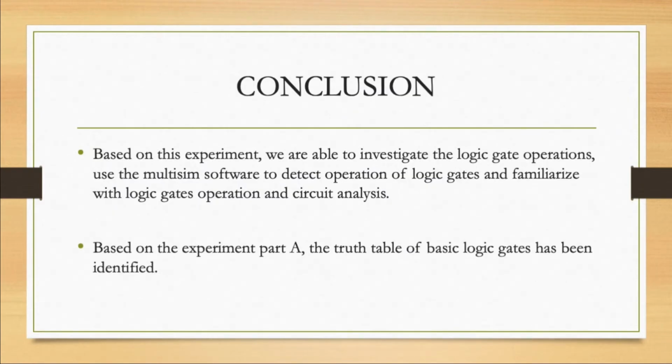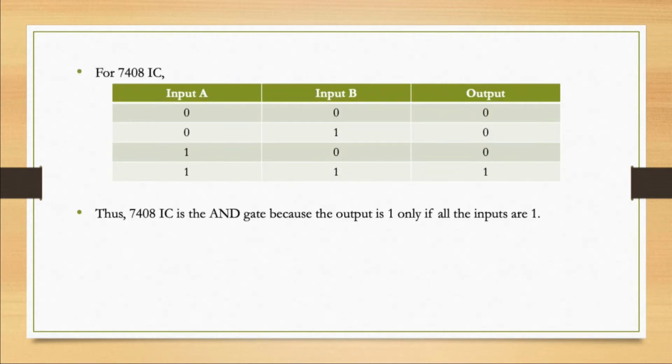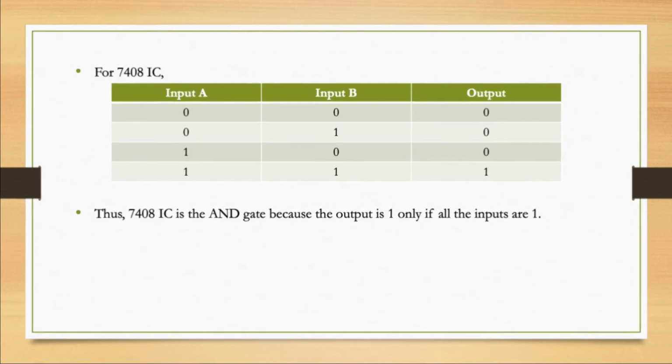Based on this experiment, we are able to investigate the logic gate operation, use the Multisim software to detect operation of logic gates, and familiarize with logic gates operation and circuit analysis. Based on the experiment part A, the truth table of basic logic gate has been identified. Based on the truth table, 7408 IC is the AND gate because the output is 1 only if all the inputs are 1.